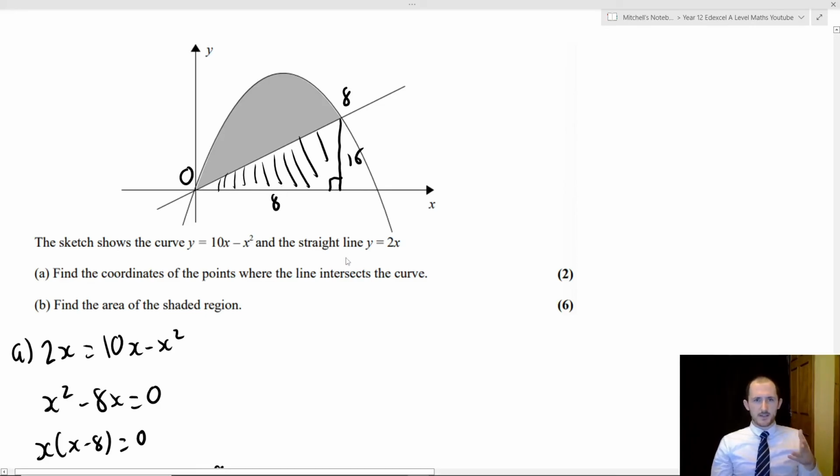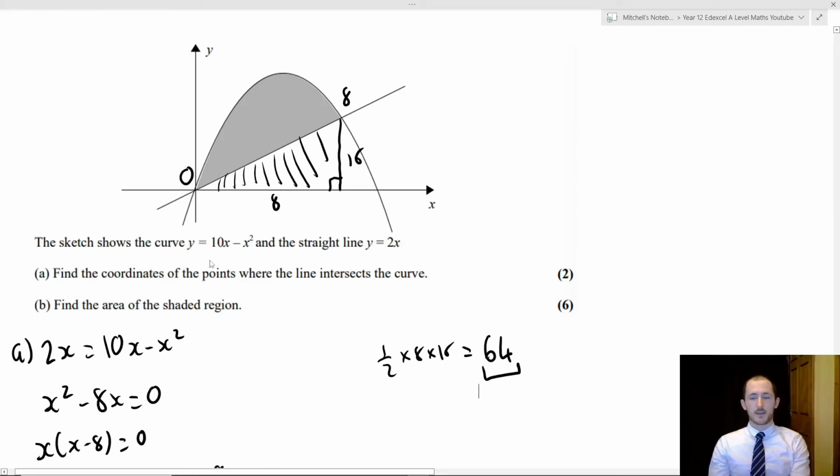The other thing I've seen some people do, which works perfectly fine, is to integrate this line between 0 and 8 and subtract it from the curve, which will give you the right answer, that's completely fine, but it's a bit unnecessary, okay? So the area of this shape here is just going to be a half times 8 times 16, so that's 4 times 16, which is 64. So all I'm going to do is subtract 64 from my integration.